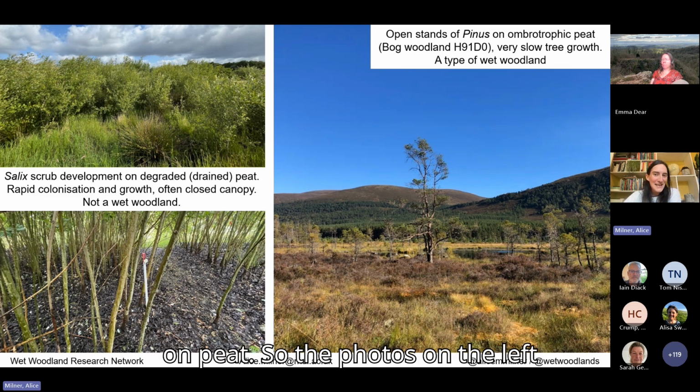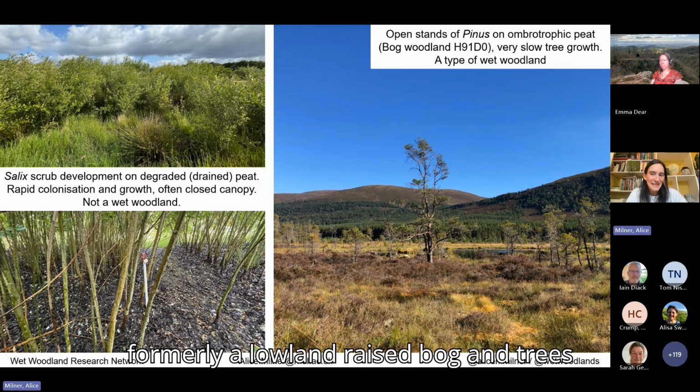So the photo on the left is scrub development. In this case, it's willow on degraded, drained peatland. And the colonisation of these trees in this situation is really rapid. It happens within a few years. It can form these really dense, closed canopy stands, these really small willow shoots in this instance. So it's a common wet woodland species, willow, on a wettish site, a peatland.